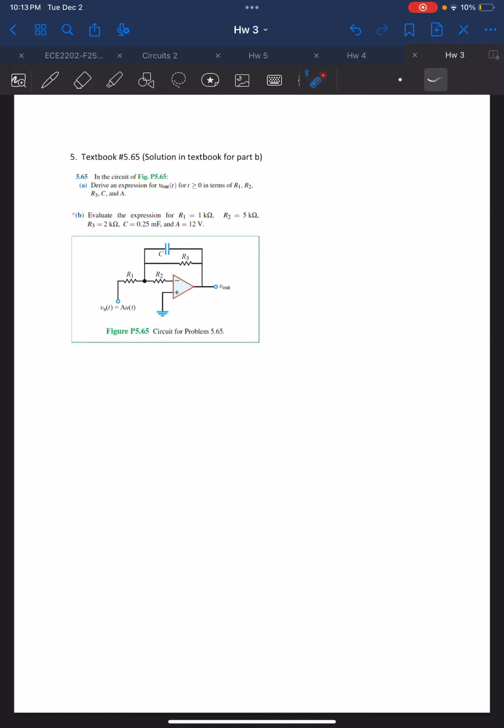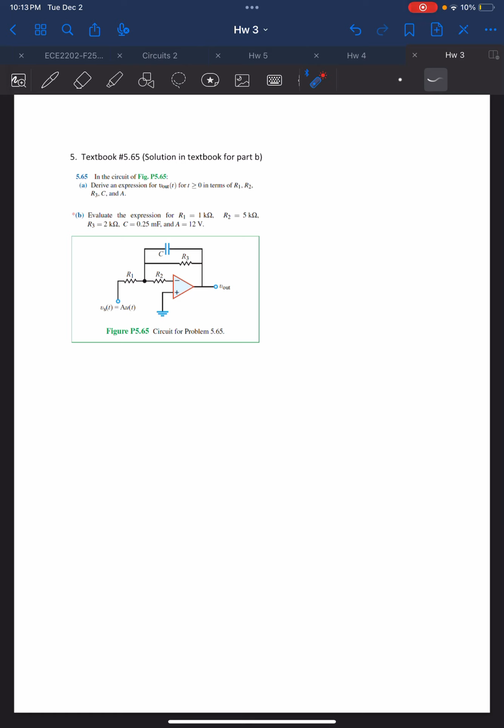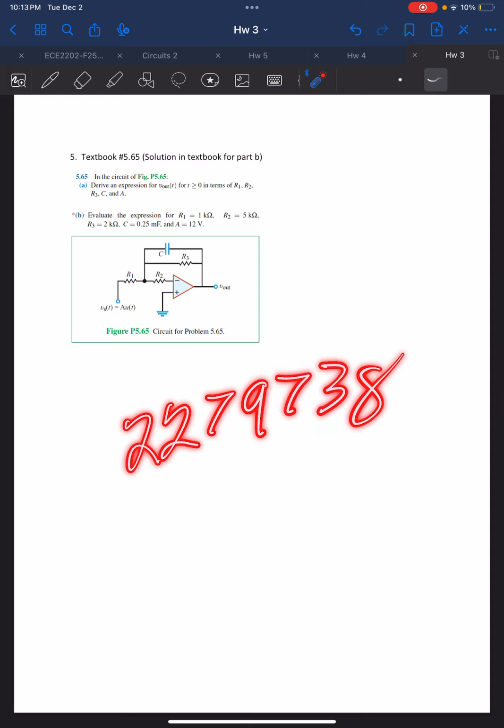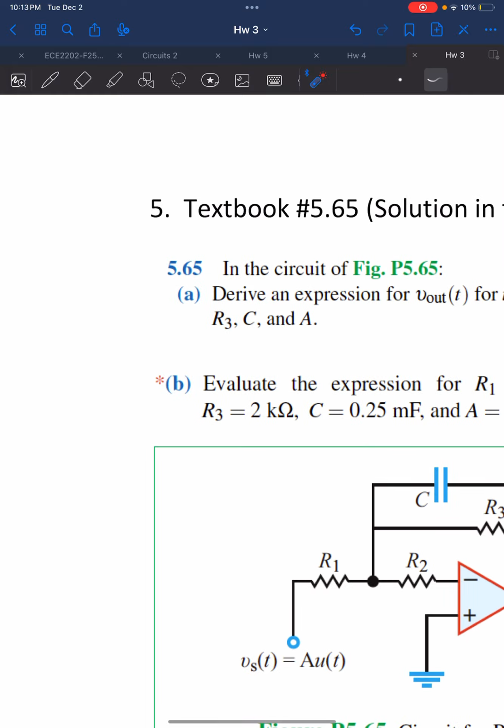Hello, my name is Jordan Jones, and today I will be solving this homework problem from homework 3. And this is my ID just for confirmation. But yeah, this is homework 3, problem 5.